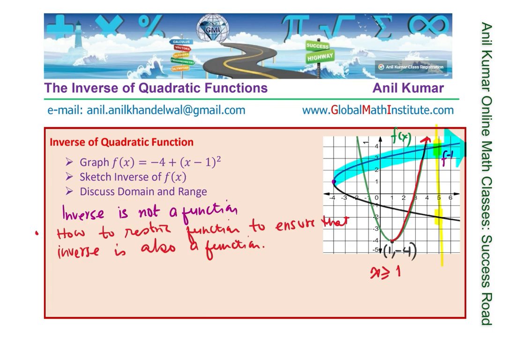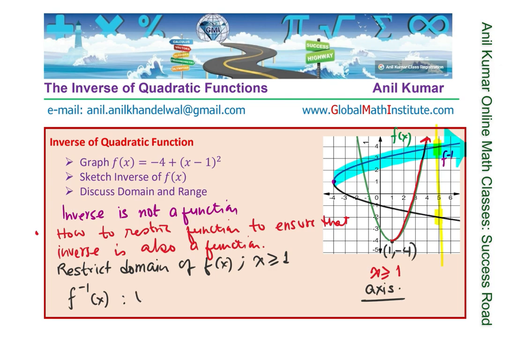So what we did really here is to restrict the domain of the function itself. We did x greater than or equal to 1. Why? Because that is the axis, right? So take one side of the axis. You could take the left side also. Perfect. So once you restrict the domain, we get the inverse also as a function, which is the upper square root graph. Is that clear to you?